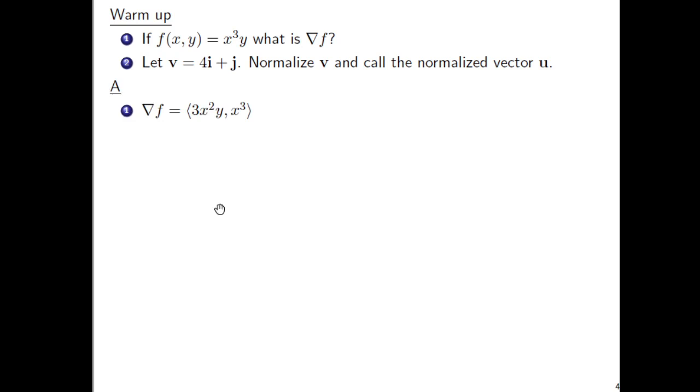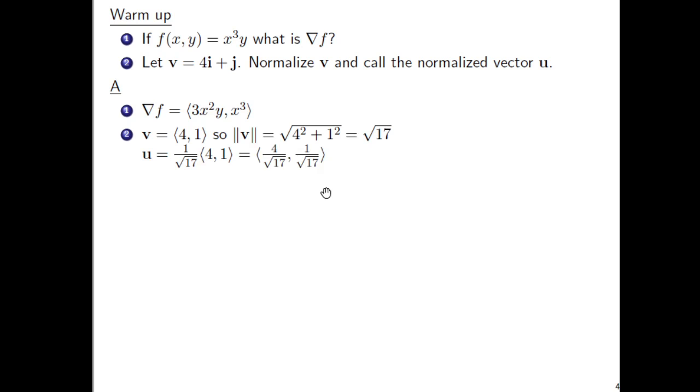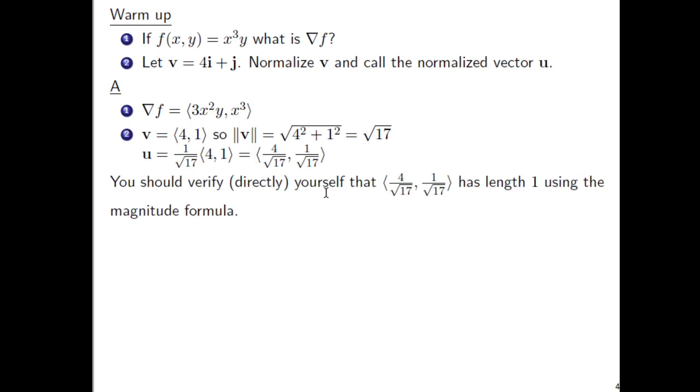So the first part, gradient: we get a vector where the components are the partial of f with respect to x and the partial derivative of f with respect to y. So we have 3x squared y comma x cubed. And then to take the vector v, which is 4 comma 1, and normalize it, we compute that the magnitude of this vector is root 17, so we just need to multiply the vector by 1 over root 17, and so we end up with 4 over root 17 comma 1 over root 17. I'm really not worried about rationalizing the denominator here.